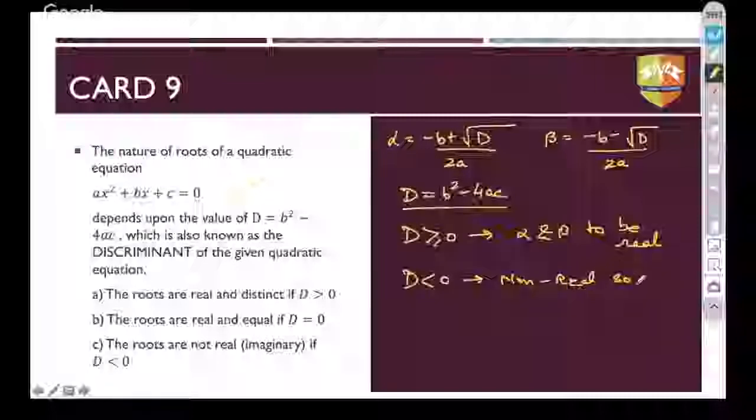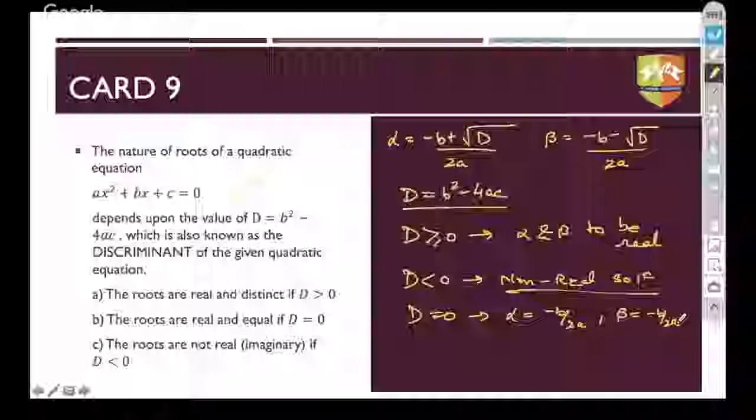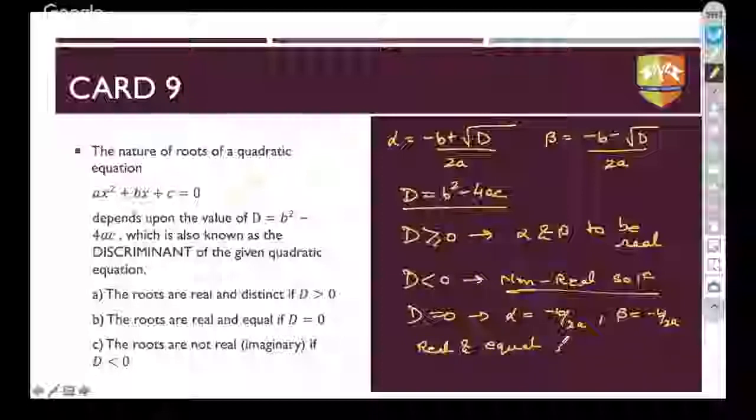But in your CBSE 10th grade portions, we are not going to deal with them. So hence, if d is less than 0, then there will be non-real solutions. And if d is equal to 0, then both the roots are equal, isn't it? So if you see, alpha is equal to minus b upon 2a, and beta is also equal to minus b upon 2a. So in this case, we say real and equal roots. Real roots are definitely real, but they are equal.